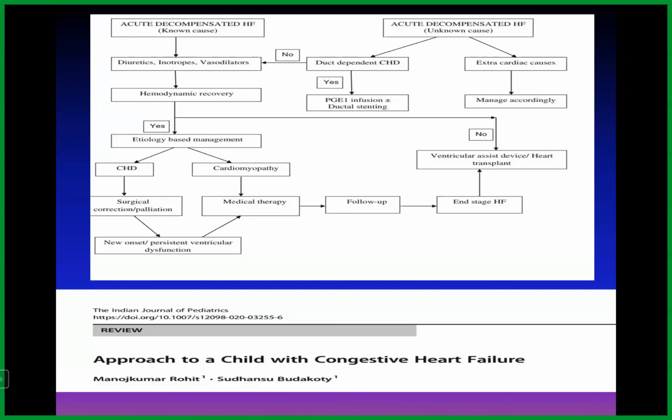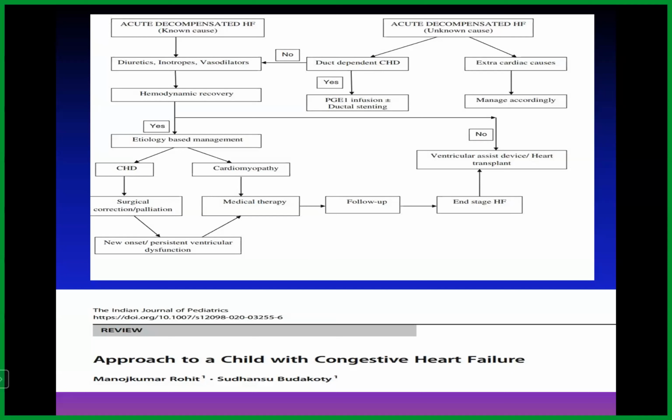So next, there is an approach to the child with congestive heart failure. How do we approach it? Management approach is acute decompensated heart failure for a known cause. Known cause means, as we are discussing congenital heart disease, obviously we know that the patient is coming with a structural heart lesion. So that is a known cause.